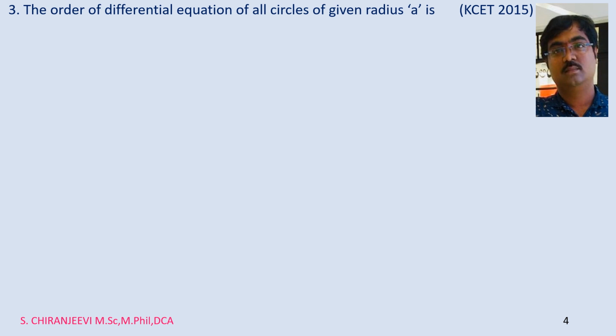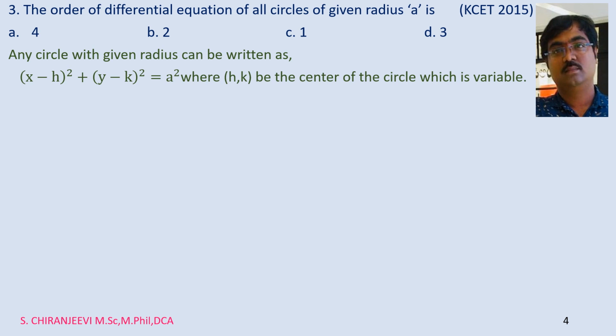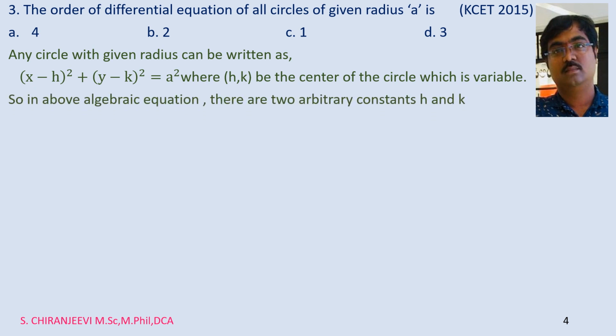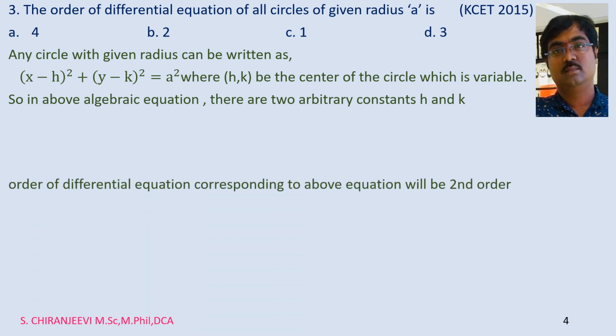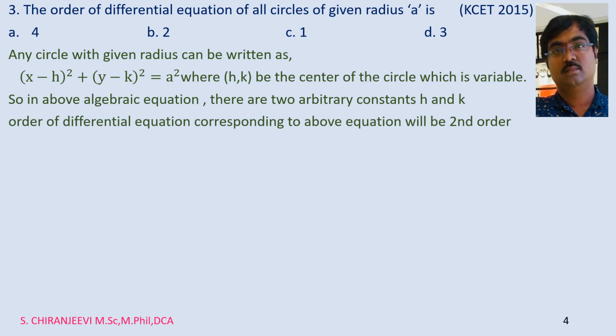Next problem. The order of the differential equation of all circles of given radius a is, which was asked in the year 2015. The options are 4, 2, 1 and 3. So here any circle with given radius can be written as (x minus h) whole square plus (y minus k) whole square equal to a square, where h comma k is the center of the circle. In the above algebraic equation, there are two arbitrary constants h and k. So the order of the differential equation corresponding to the above equation will be second order. So the option is B.